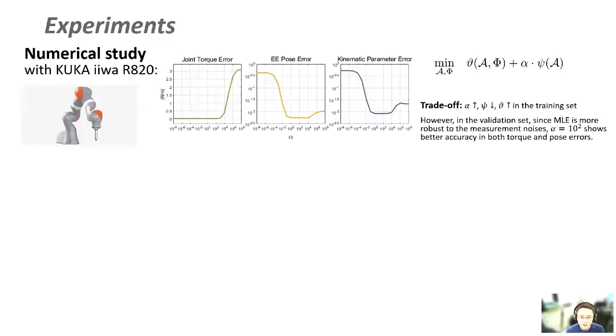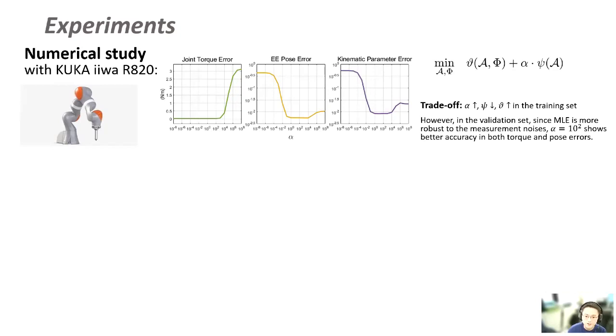In our experiments, a numerical study with KUKA iiwa and a hardware experiment with the robot Ambidex, developed by Naver Labs and Koreatech, are conducted. In both experiments, we compare the kinematic and dynamic errors for different values of alpha. In the numerical study, synthetic noises are added to both end-effector pose measurements and joint torque measurements. As expected, we could observe the trade-off in the overall trend: the torque error increases while the pose error decreases as alpha increases.